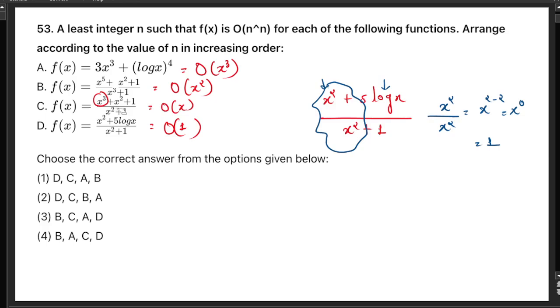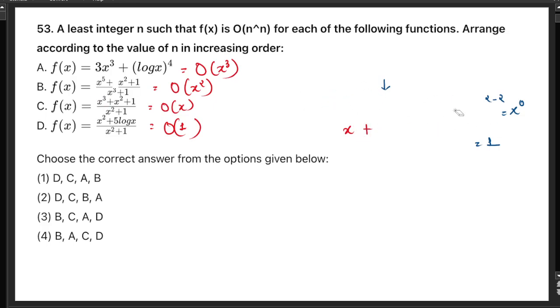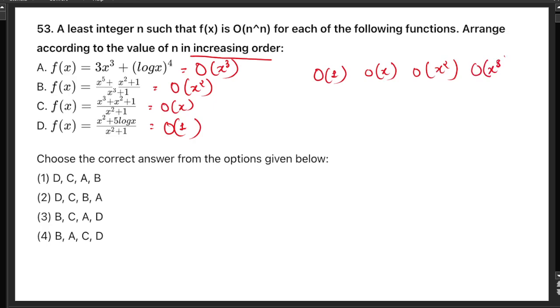Now we got all the functions in terms of big O. And here it is saying a least integer n such that this is what we want in the form. And now they are asking us to arrange this in increasing order. How will the increasing order be? If we see this, the first smallest is big O of 1. Second smallest is big O of x. Third smallest is big O of x square. And the fourth, in this term, it is largest. So it is going from smaller to bigger, like that.